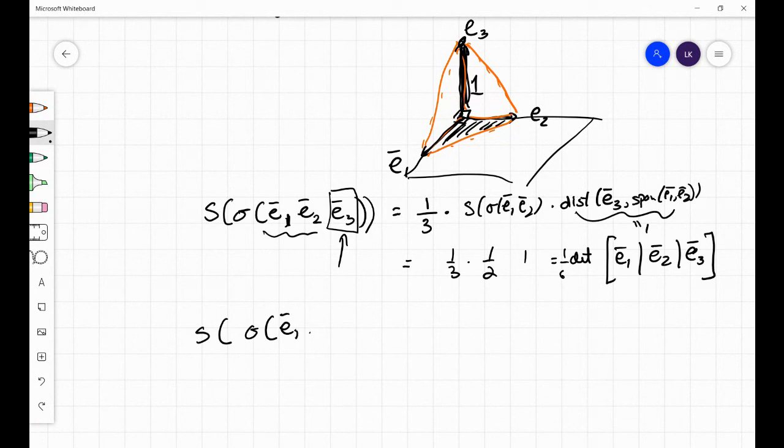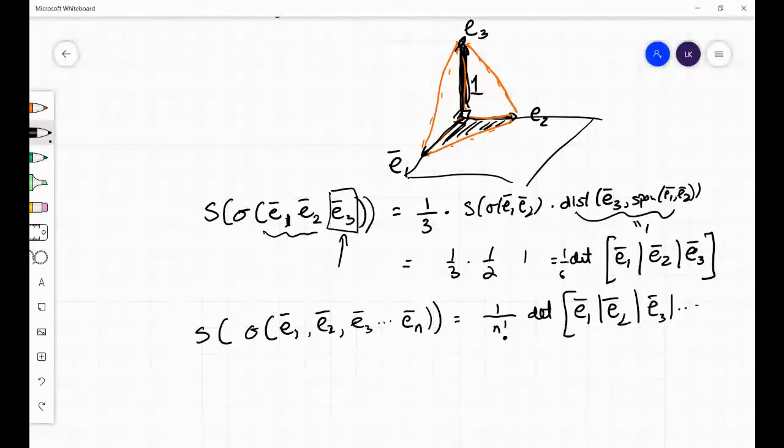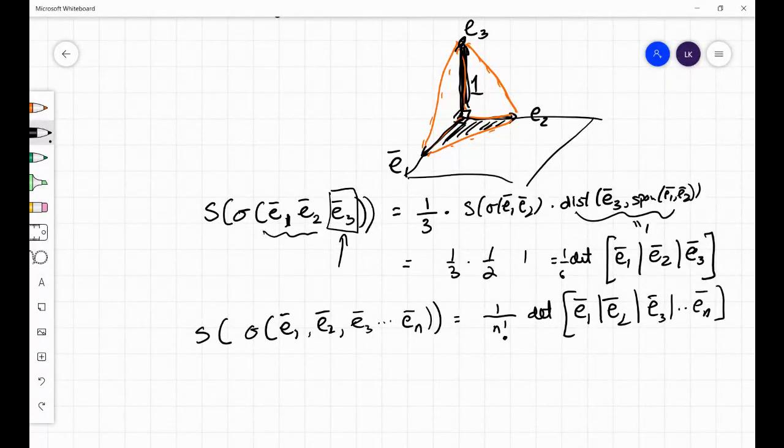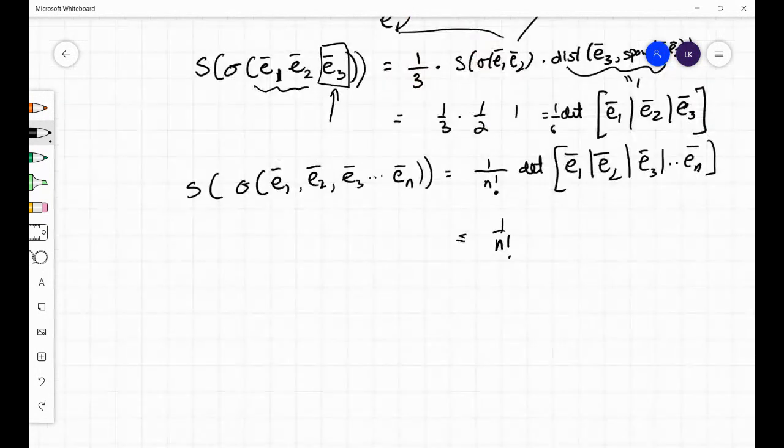So in general, if your elementary columns are ordered E1, E2, E3 through En, this volume, if you do the induction, would be 1 over n times n minus 1 times n minus 2, and so on, so that's n factorial, times the determinant of the matrix you get if you stick your ordered list into columns of this matrix. And we know that this is equal to 1. So this elementary simplex has a volume of 1 over n factorial.